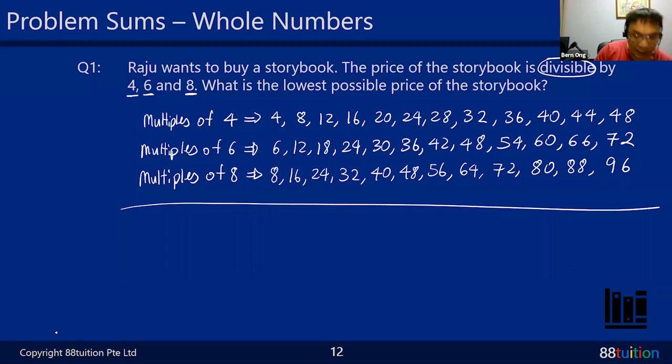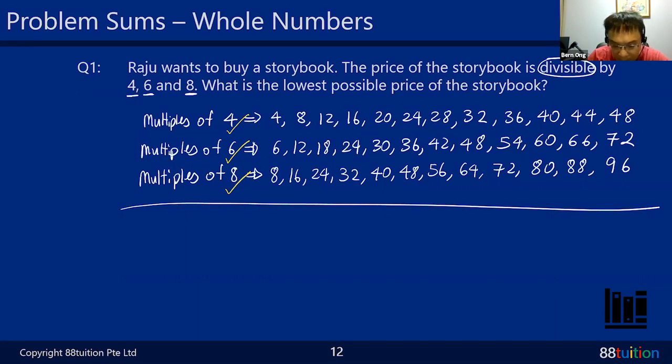Okay, so this amount, this money that we are talking about, must be a number that can be divided by 4, can be divided by 6. It also must be divided by 8. So what is this number? You have to look for the common number inside 4, 6, and 8. So you start to circle.